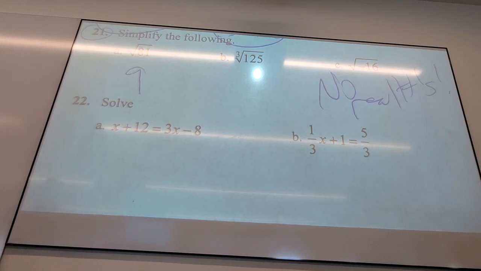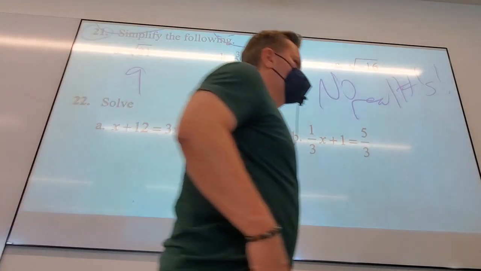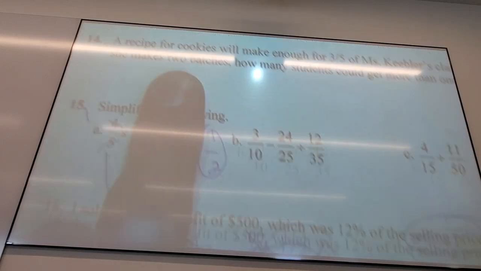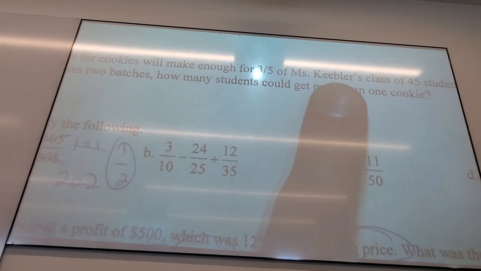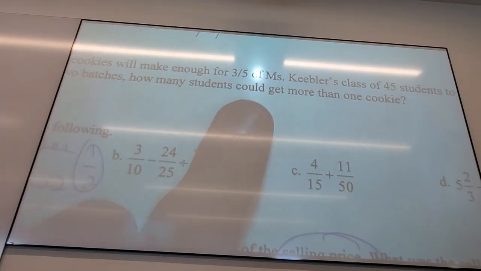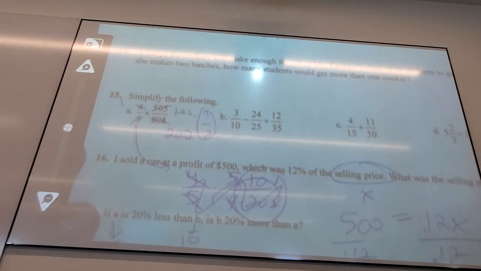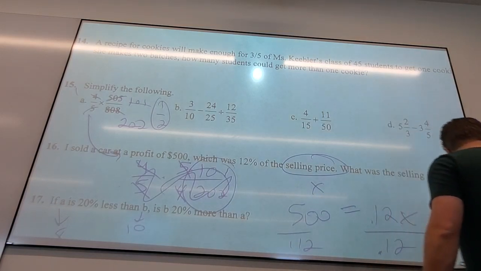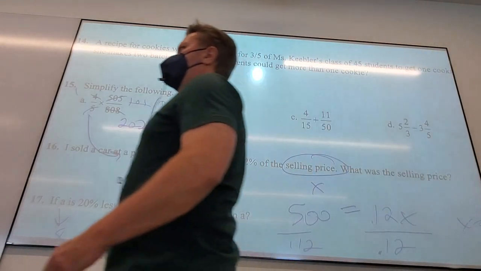Since we worked on ratios before, there's one like that, like 14. Oh, there's the cookies. Miss Keebler. What do you guys think? Is that cool? So, guys, did anyone try number 14? Do you think you got the answer? You want to share with us how you got it?